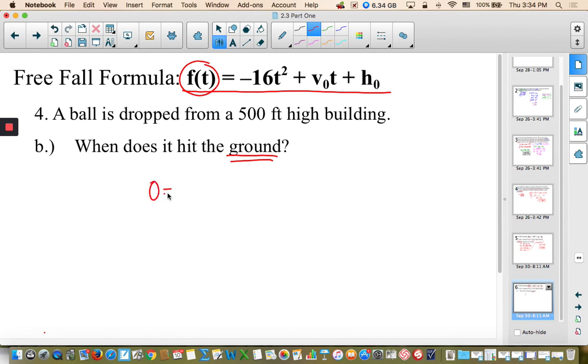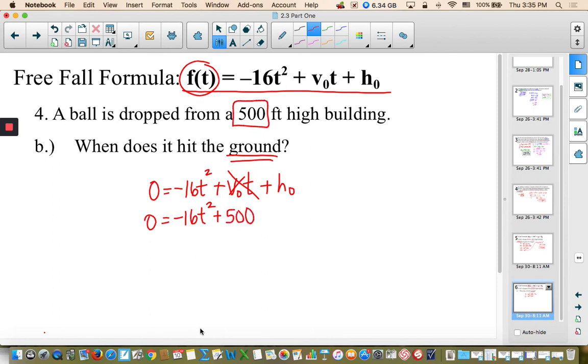So I want to set that equal to 0. So 0, because that's the ground, is equal to negative 16t squared plus v sub 0 t plus h sub 0. 0 is equal to negative 16t squared plus, again, the initial velocity would be 0, so that goes away. Plus h sub 0, which again would be the starting height, which would be 500. All right, I'll subtract 500 from each side, equals negative 16t squared.